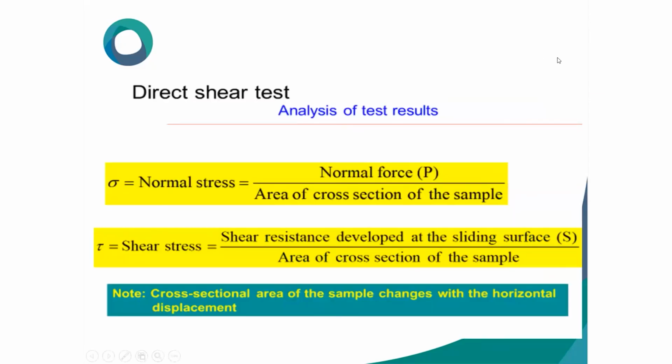How will you calculate this? See, it will be calculated by normal stress: normal force divided by the cross-sectional area of the sample, and shear stress: the shear resistance developed at the sliding surface divided by the cross-sectional area of the sample.